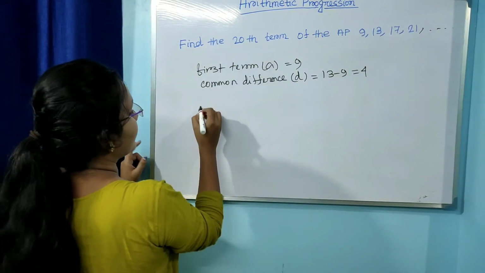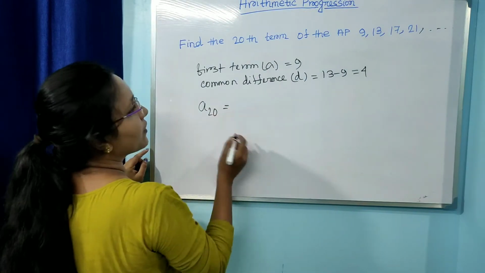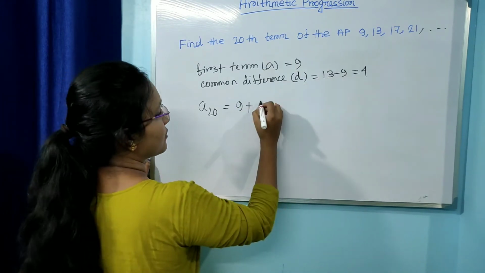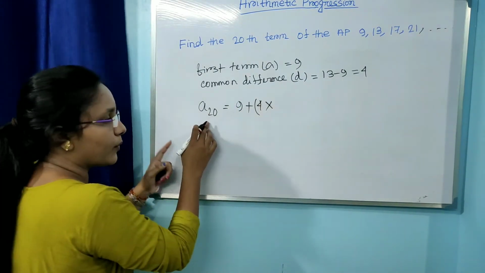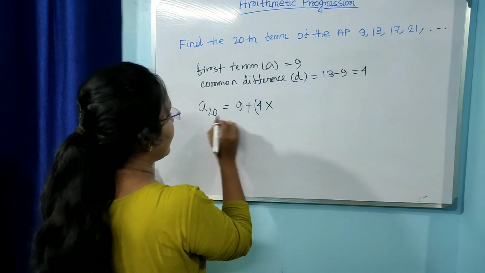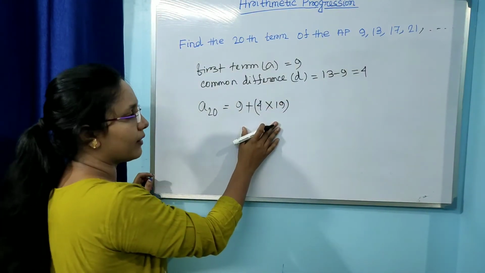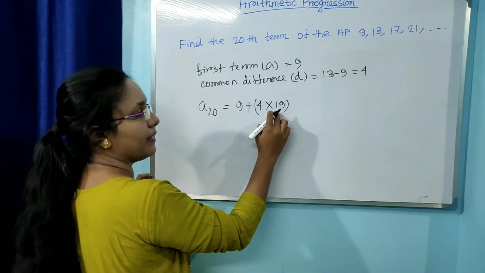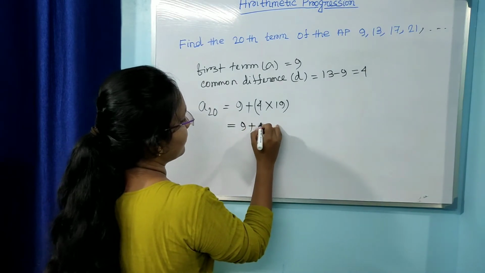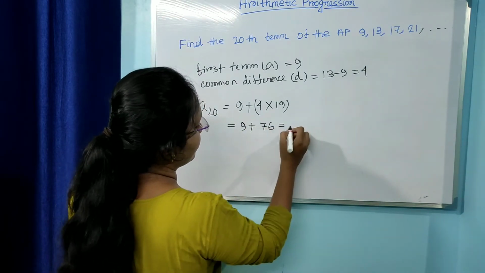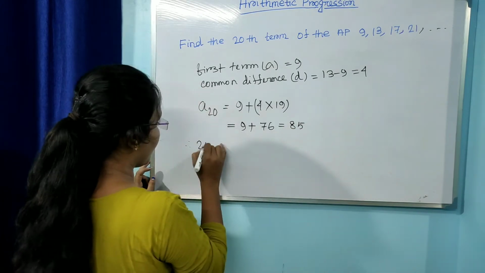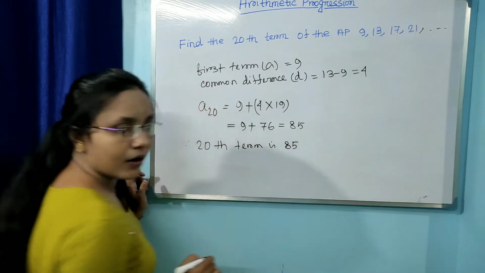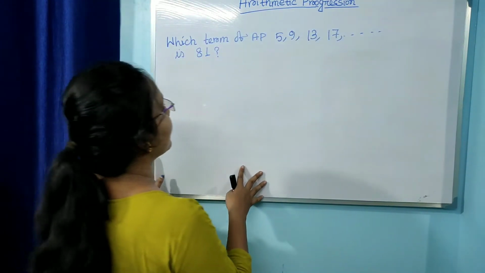Now, what will be the 20th term? So A20 will be A, that means 9, plus common difference 4 into, for the 20th term, 1 will be decreased, so it will be 19. This is the formula: A plus D into n minus 1, here n is 20, so it will be 19. So 9 plus 76 gives us 85. So the 20th term is 85. Okay, so let us discuss another type of problem.